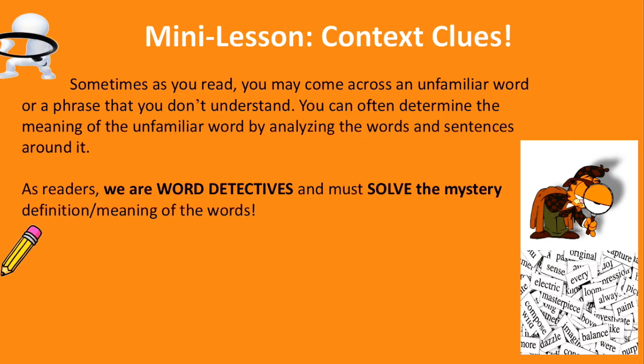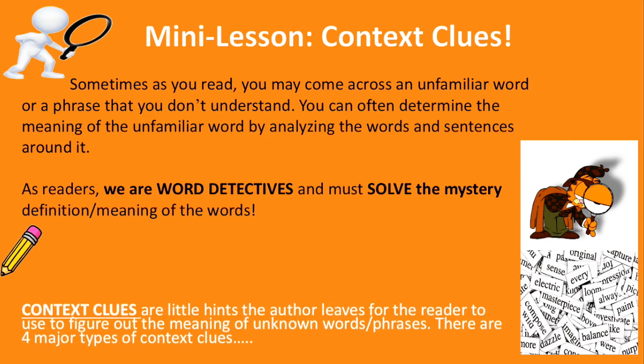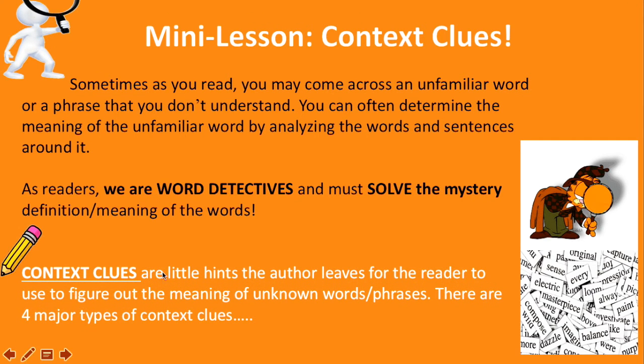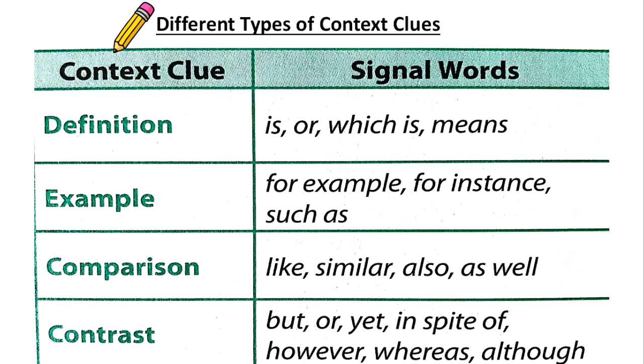Please copy the following definition into your notebook. Context clues are the little hints the author leaves for the reader to use to figure out the meaning of unknown words and phrases. There are 4 major types of context clues. What are they? The 4 different types of context clues are definition, example, comparison, and contrast.